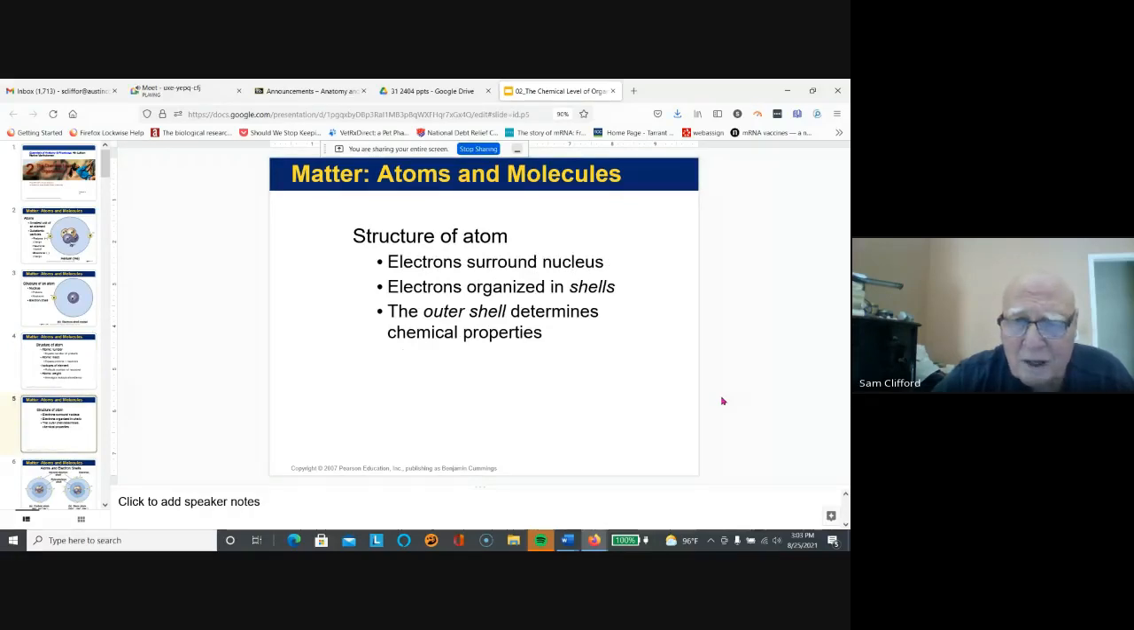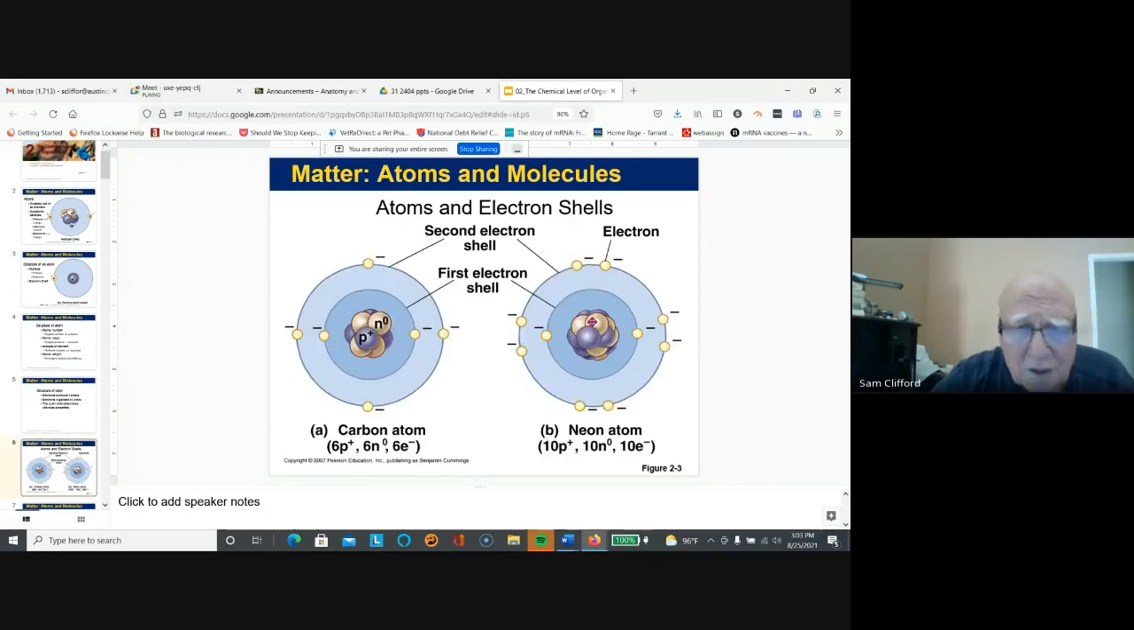So electrons surround the nucleus. They're organized in shells. The outer shell determines the properties of an atom. Okay, so you can see the carbon atom, as I said, carbon 12 has 6 protons, 6 neutrons, and 6 electrons. Neon has 10 protons, 10 neutrons, and 10 electrons. And the closest shells are closest to the nucleus. So those electrons are really attracted to the nucleus. The outer shell electron is where chemical reactions take place.